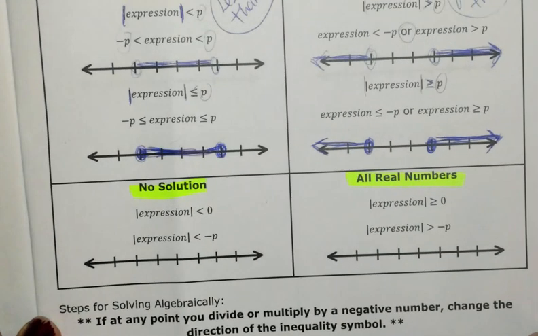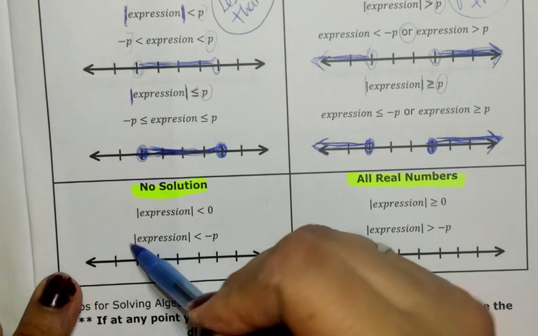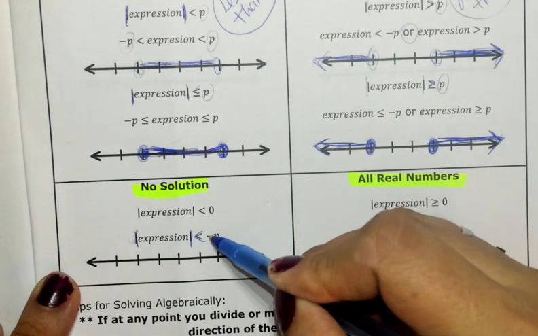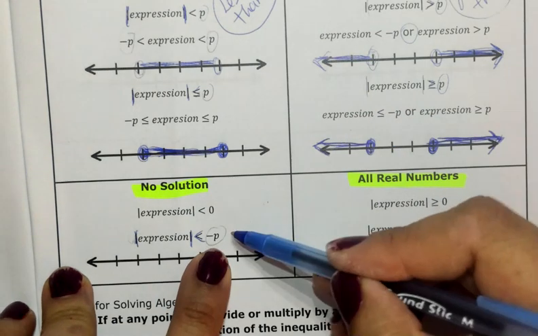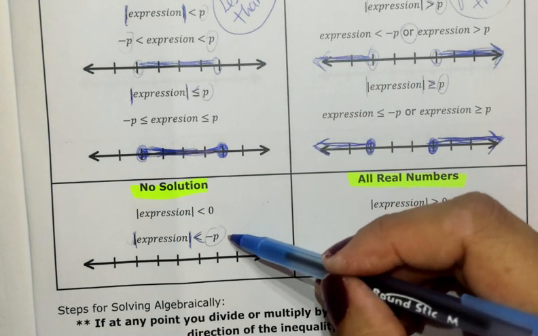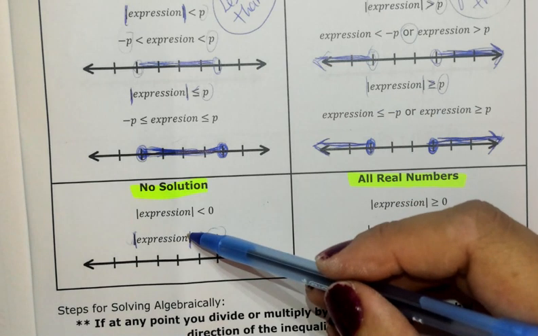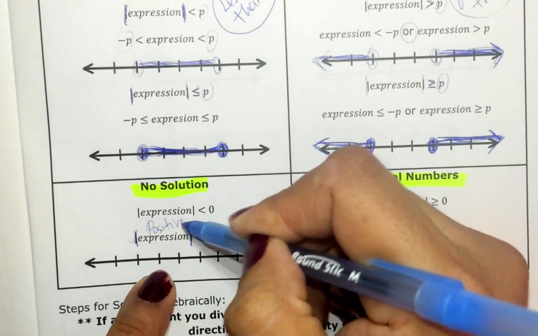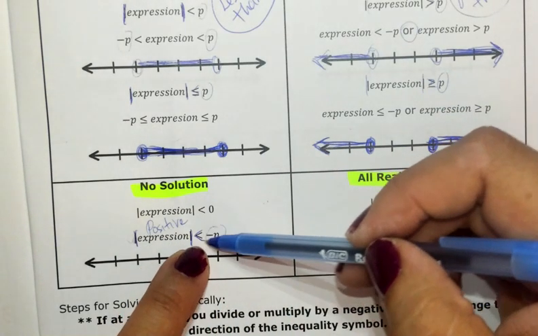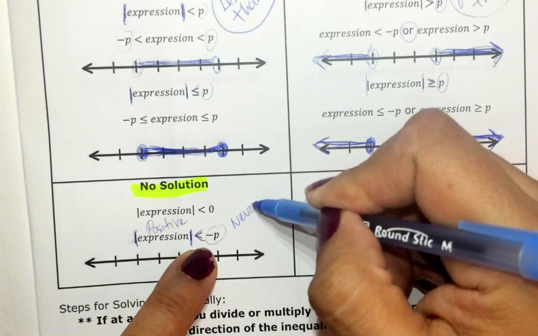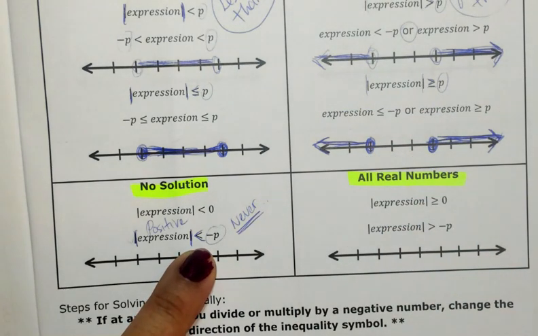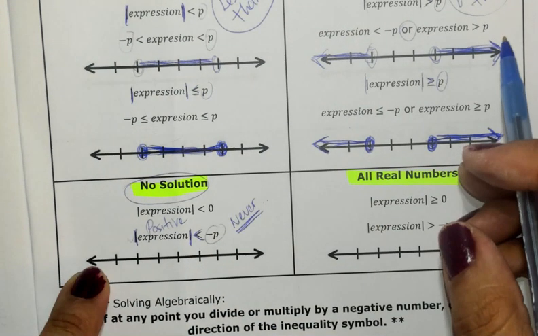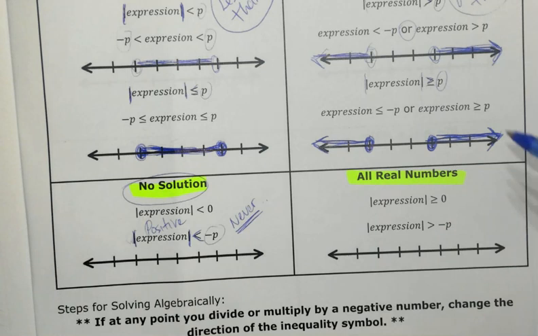For the no solution and all real numbers cases, no solution is when you have an absolute value less than a negative number. Absolute value will never be a negative number, it will always be positive. So this is saying a positive will be less than a negative, which will never be true. That's how you know no solution is the answer. And in the graph, when you have no solution, it's just a blank graph.